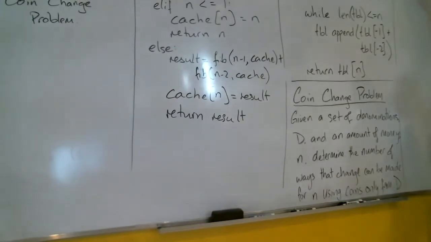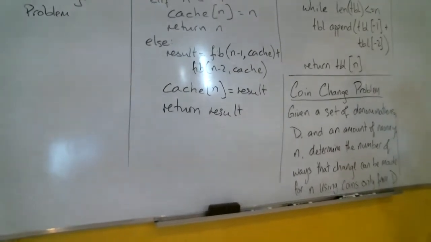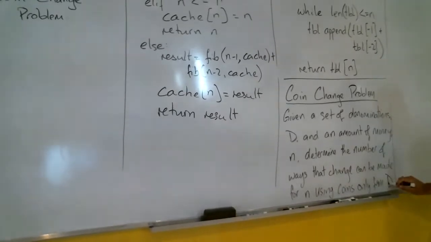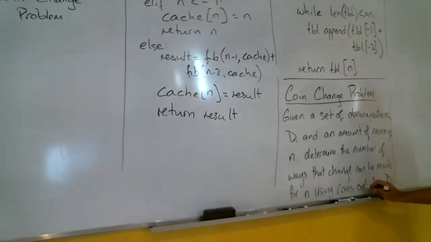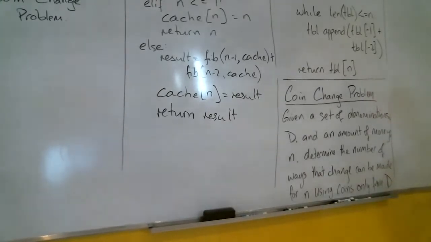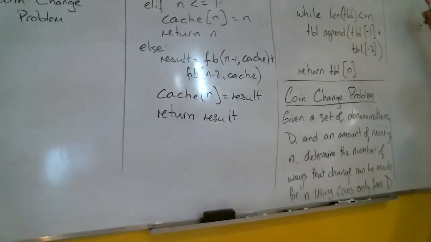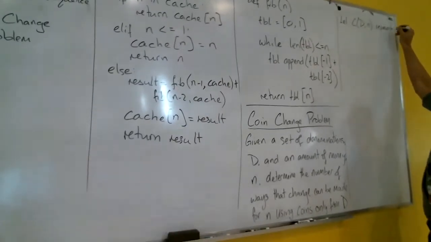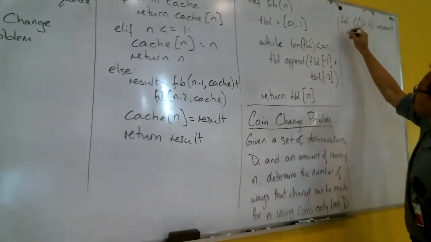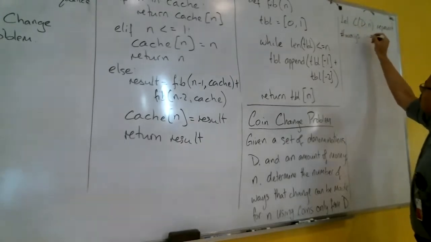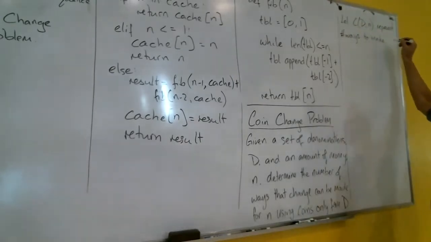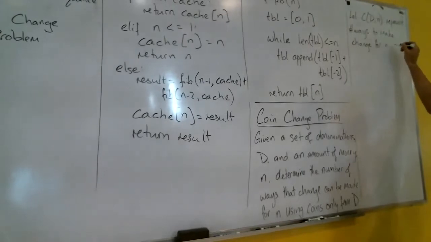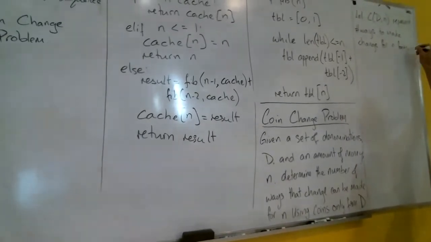All right, so what's that in brackets? Answer only? That's not brackets, that's coins from D. Coins only from D. Okay, thank you. All right, so let C of D, N represent the number of ways to make change for N from D.